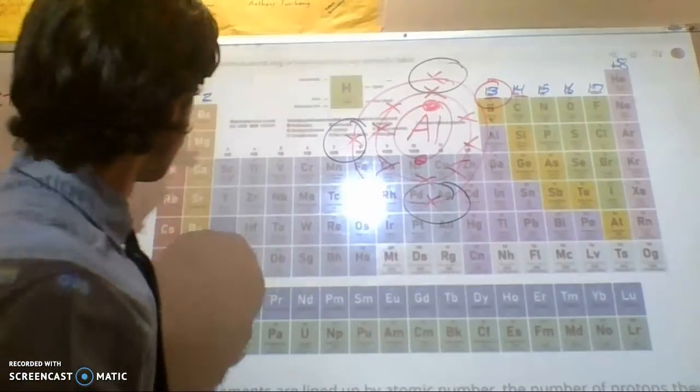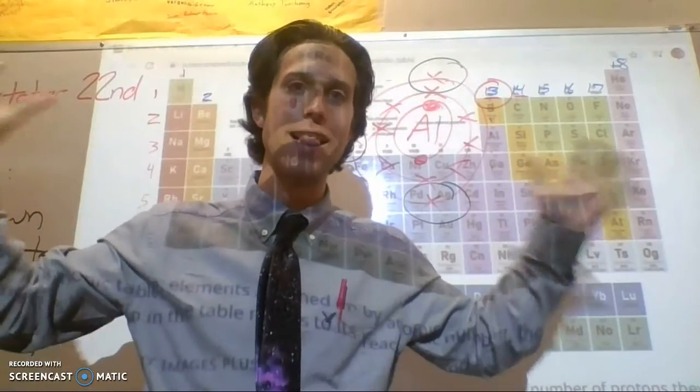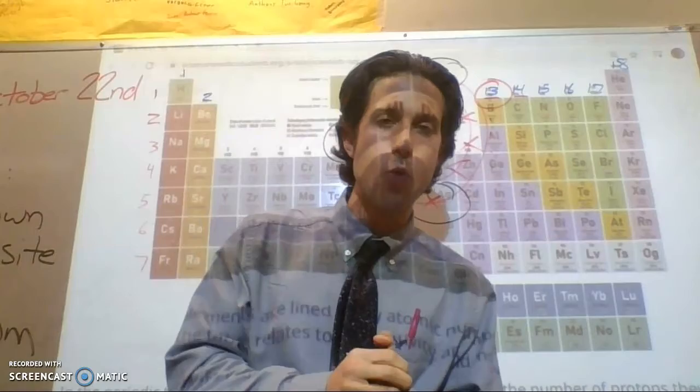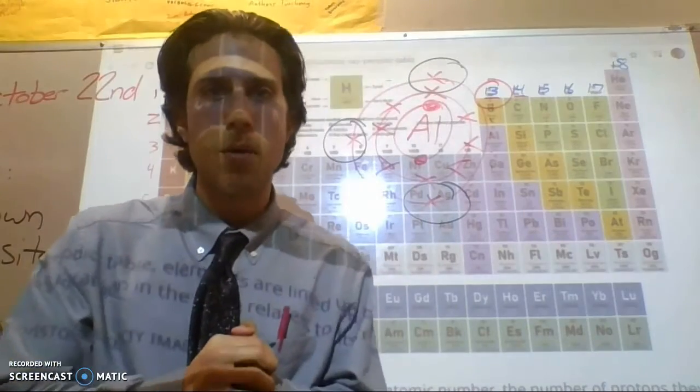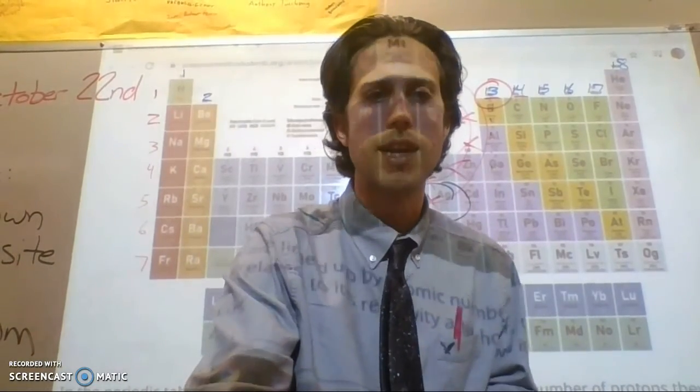Okay, and as you keep going down, you're going to have more and more shells because there are just so many electrons. All right, and each shell can hold a different amount. So try and find your Bohr diagram. See if you can find it on Google. Hopefully that makes a little bit more sense now.